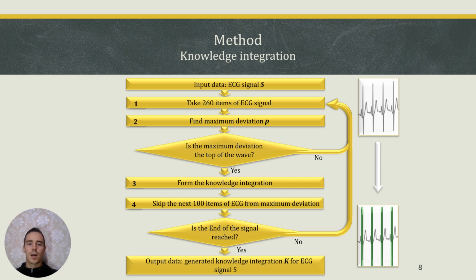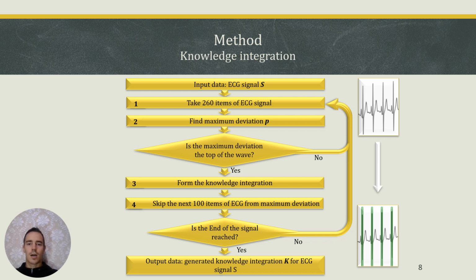The input for the algorithm is the electrocardiogram signal. On the first step, we take 260 items of the signal. This number was received experimentally, and usually this is enough to capture a cardio cycle. The algorithm looks for the maximum deviation within the captured fragment. If the maximum deviation is not on the top of the wave, then the algorithm goes to the first step and takes the next 260 items of the signal. But if the maximum deviation is on the top of the wave, then the algorithm goes to the next step.